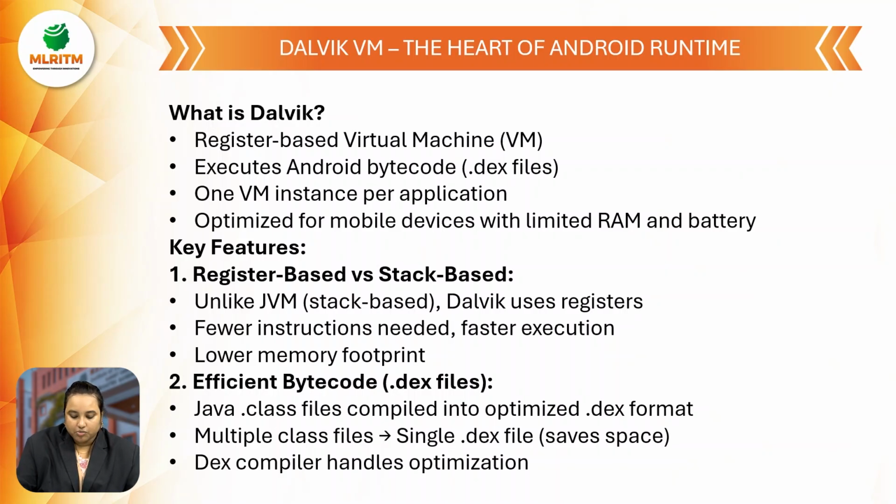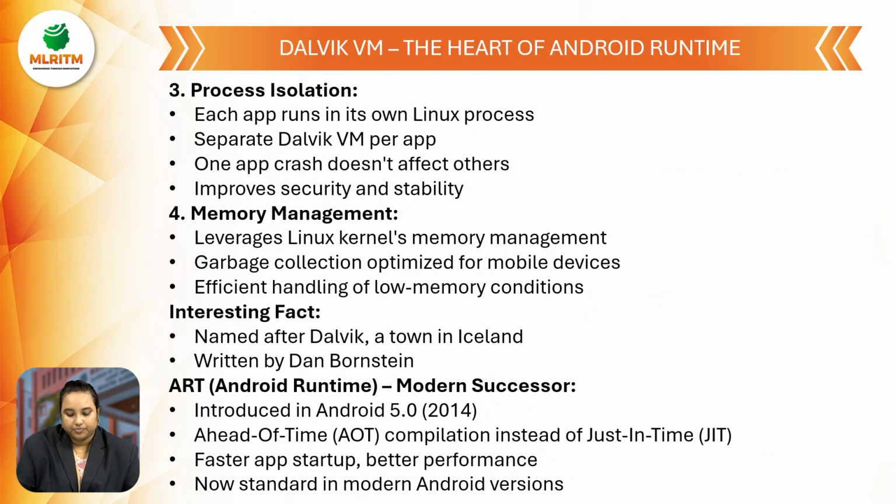Unlike the Java virtual machine, which used a stack-based approach, Dalvik uses registers. We need fewer instructions for running and get faster execution. It had a lower memory footprint, which was efficient. And then efficient bytecode .dex files: Java .class files are compiled into the optimized .dex format, and multiple class files lead to a single .dex file, which saves space. The DX compiler handles the optimization.